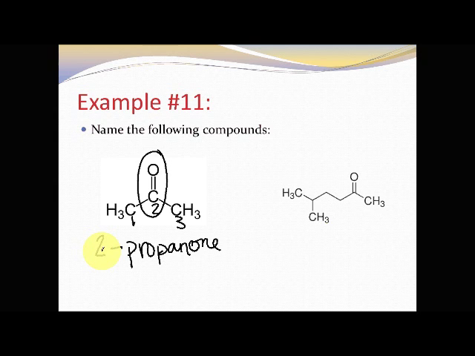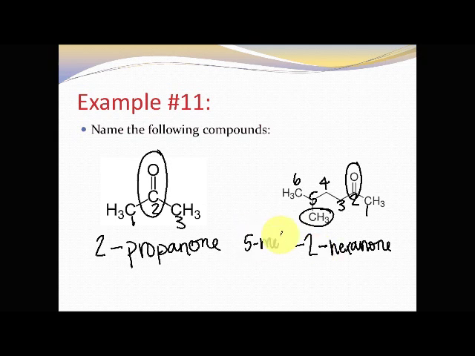Now, for this one, we have to count, see which way is the longest chain. We're going to count closer to the ketone group. So this is the first carbon, 2, 3, 4, and 5. And you can go to 6 either way. This one's going to be a methyl. So we have 6 carbons in our chain, so it's going to be hexanone for the base name. We have to number where our ketone is because that's what we always do. So it's 2-hexanone. And then we have a methyl group on the 5 carbon, so it's going to be 5-methyl-2-hexanone.